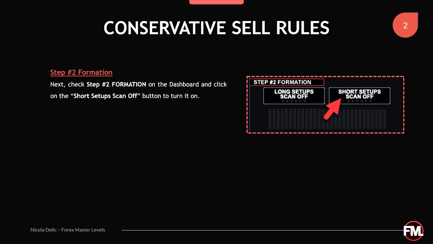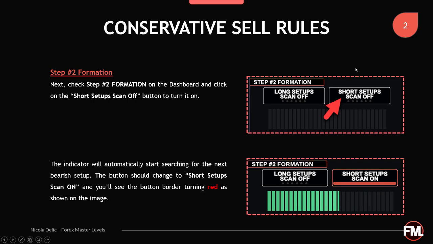Step 2. Formation. Next, check the Step 2 formation on the dashboard and click on the Short Setup Scan Off button to turn it on. So that's that button on the right, just click there and that's all you need to do. The indicator will automatically start searching for the next bearish setup. The button should change to Short Setup Scan On and you'll see the bottom border turning red as shown on the image. So that's the next image and you can see that we turn this to red.